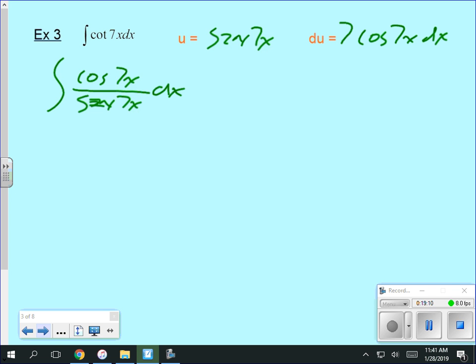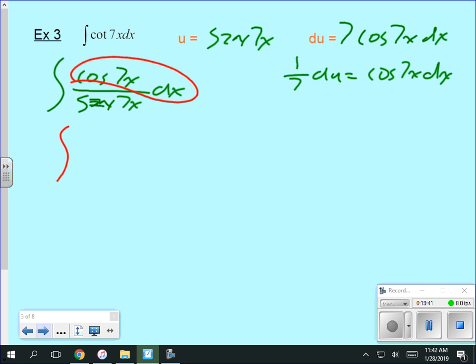Following the chain rule, right? The derivative of the sine times the derivative of what I'm taking the sine of. And that's where the 7 comes from. Now, I don't have 7 cosine x, but I do have cosine 7x, so 1/7 du is equal to the cosine of 7x dx. That's what 1/7 du is equal to. So I get the integral of 1/7 du, and then the sine of x, that would be 1 over u.